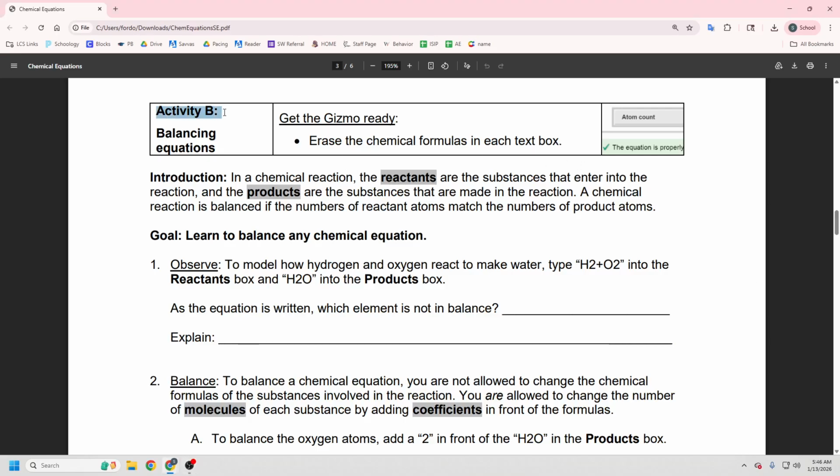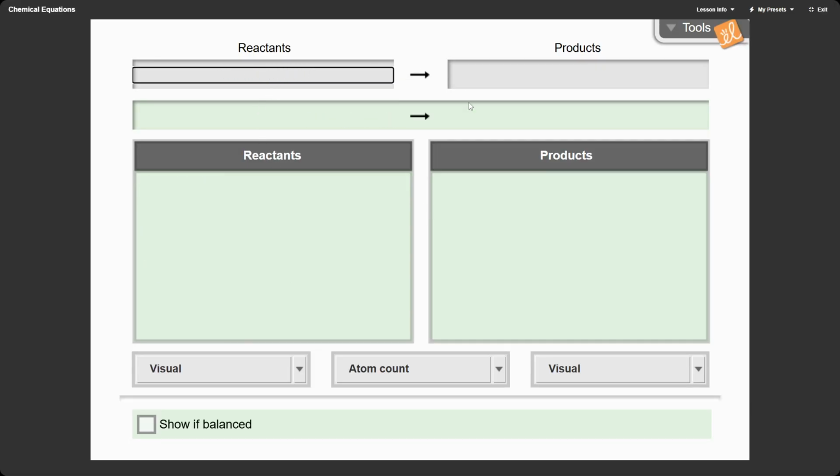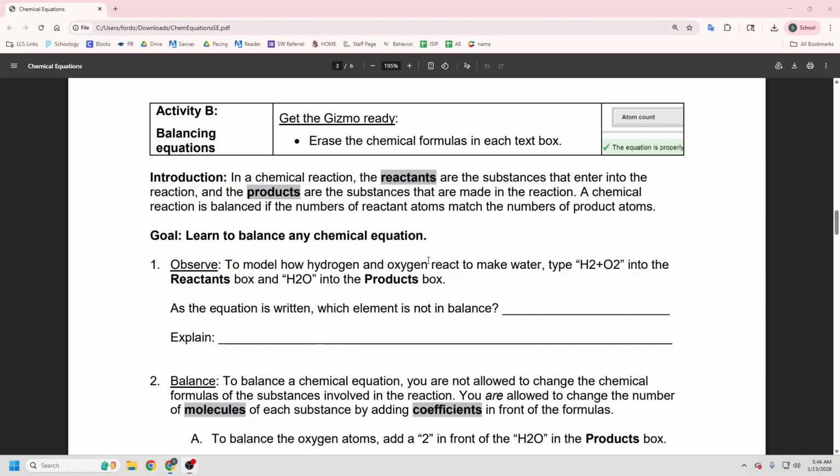Page 3, Activity B. Erase the chemical formulas in each text box. Go back up to your text box, delete your chemicals, hit enter, and it should delete everything that's in there.